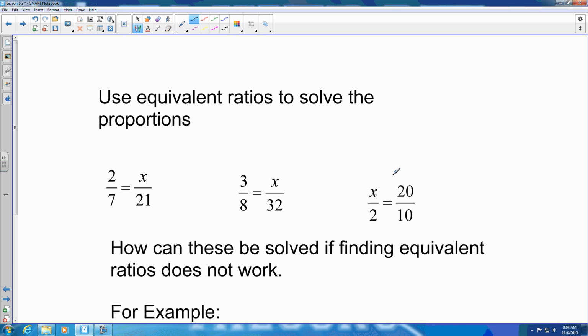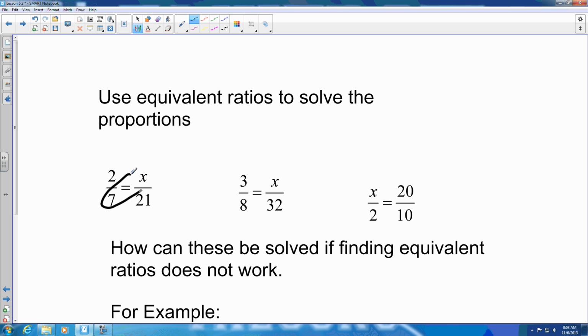So in order to solve equivalent ratios that have a variable in them, the best way, I feel, is to use the cross products. Now, you can use any other one of those methods to help you solve them, but I think cross products is the most effective way to solving for the variable. So let's take a look at the first example. I have 2/7 equals x/21.